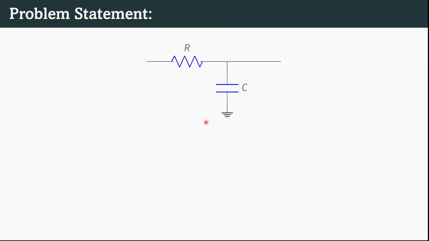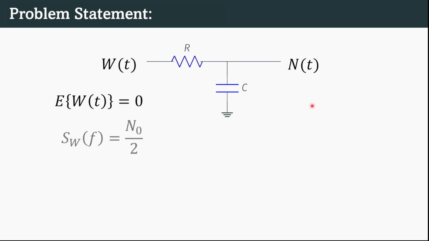The problem statement goes like this. Consider the RC circuit as shown. Let the input be a white and stationary random process. The output also will be a white and stationary process. Let the input be W of t and the output be N of t. If the input has a zero mean and its power spectral density is N naught by 2, we have to evaluate these terms. What are they?